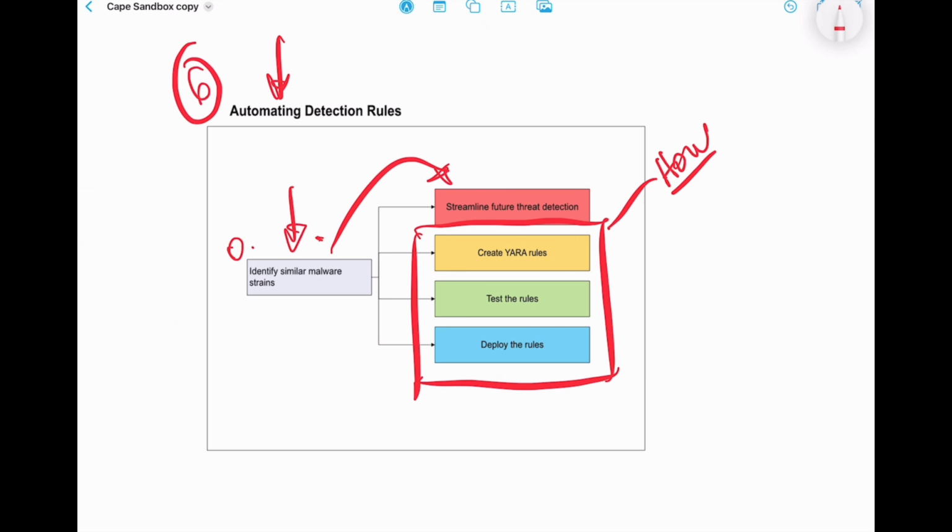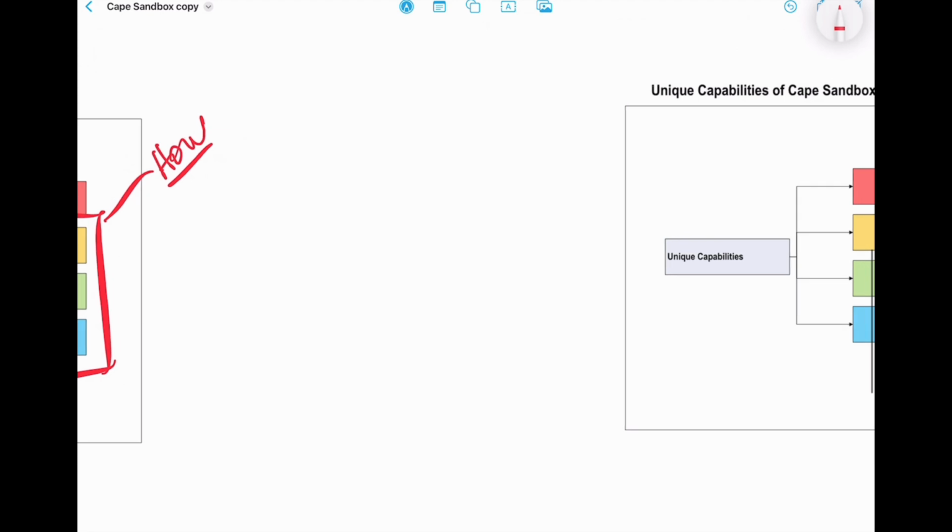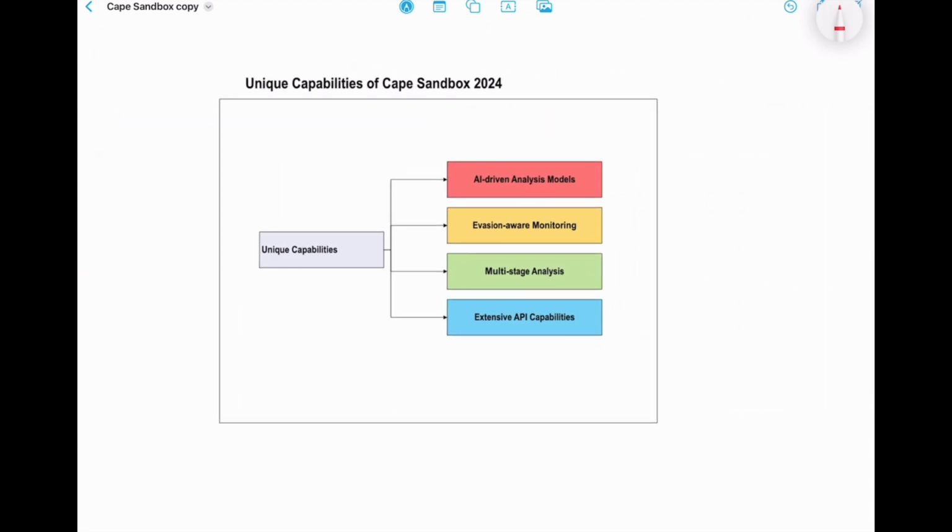You need to use Cape Sandbox's built-in rule editor to create Yara rules based on the malware's unique behavioral traits. Second, you need to test the rules against known benign samples to minimize false positives. And you need to deploy the rules to endpoint security tools and SIEM systems.